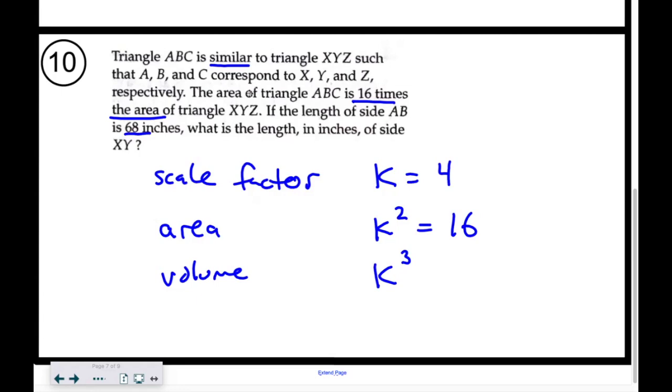So if the length of side AB is 68, now it's really important that ABC is 16 times, so triangle ABC is bigger than triangle XYZ. If our scale factor is 4 and the one side is 68, that means the smaller side got multiplied by 4 to get you to 68. So to get our answer, we do 68 divided by 4, which is 17. So the side length, the single dimension, would have to have been 17. And we don't need k cubed here. I just wanted to talk about that concept.